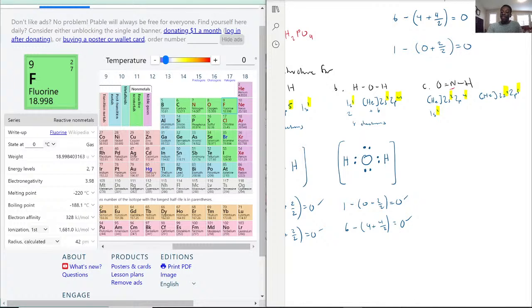So now we have 6 plus 5 plus 1. In total, we need to find a way to share 12 electrons.